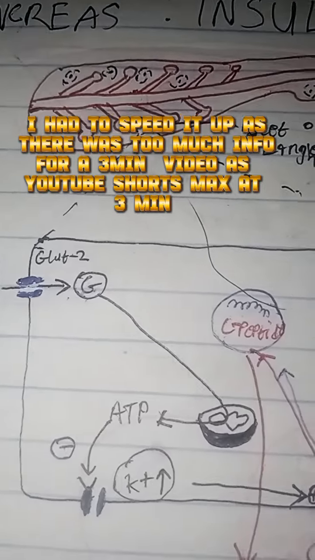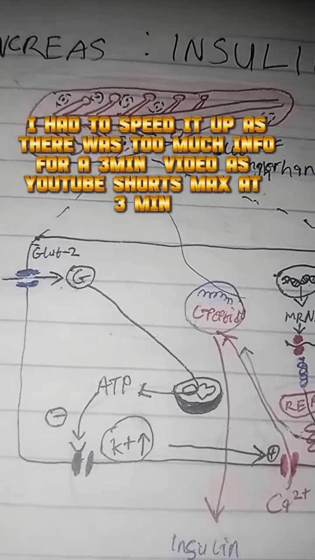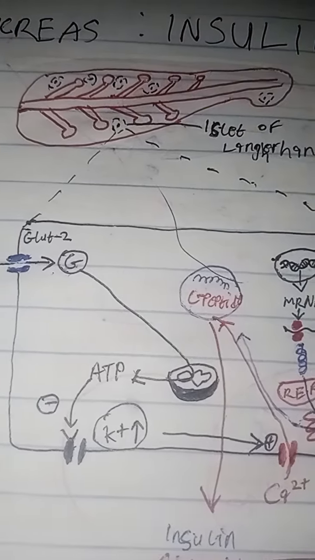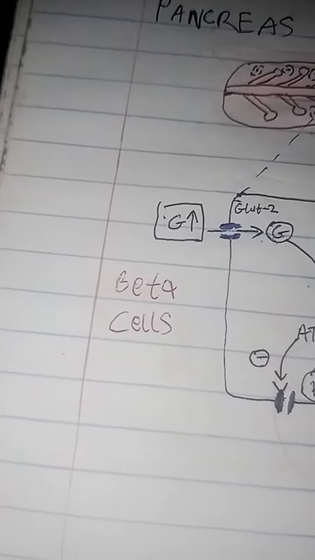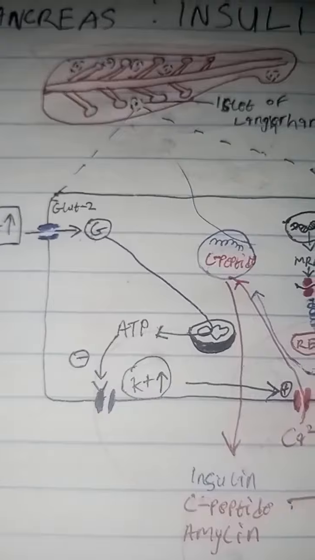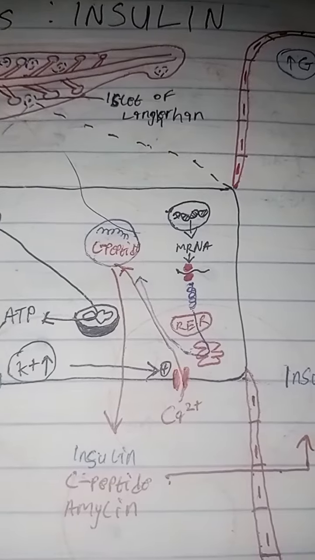Hello there guys, today we'll be talking about insulin. So insulin is produced by the pancreas, specifically by the islets of Langerhans. I'll look at the beta cells: beta cells produce insulin, alpha cells produce glucagon. Now the beta cells produce insulin the same way as glucagon.